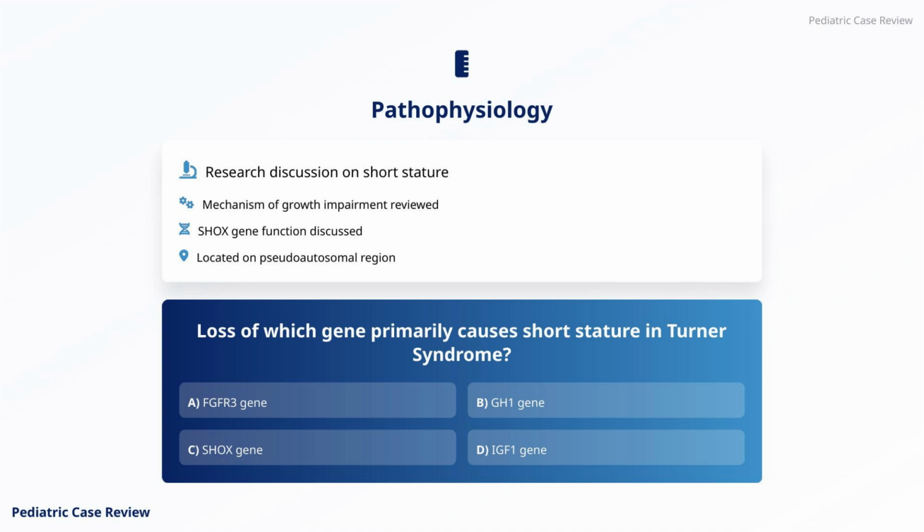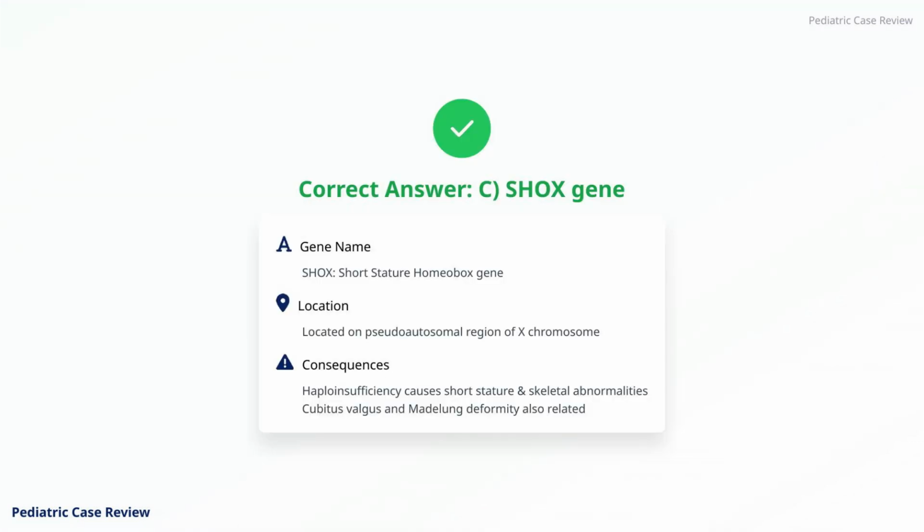During a research discussion on short stature mechanism in Turner syndrome, the SHOX gene function is reviewed. It is located on the pseudoautosomal region, loss of which gene primarily causes short stature in Turner syndrome? Option A, FGFR3 gene. Option B, GH1 gene. Option C, SHOX gene. Option D, IGF1 gene. The correct answer is C, the SHOX gene, which stands for short stature homeobox gene.